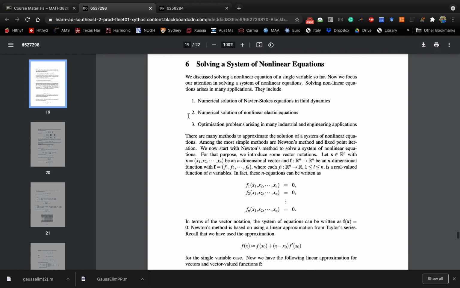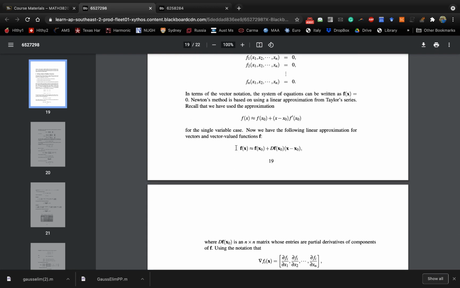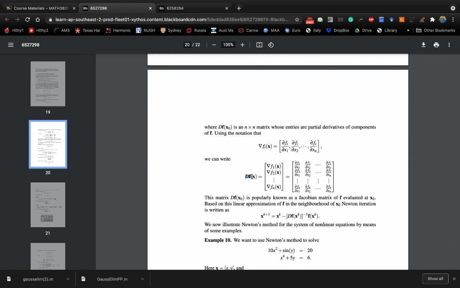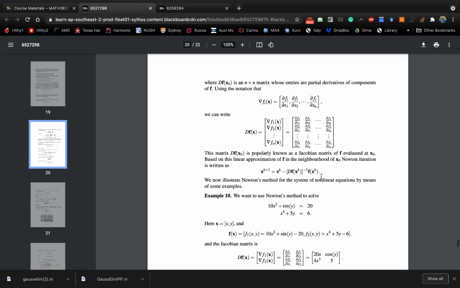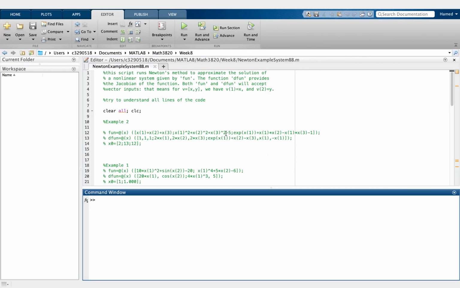And we see here that again f of x is almost equal to f of x0 plus the multidimensional derivative of f at x0 times x minus x0. The multidimensional derivative of f of x is this one, a matrix of the derivatives. And finally, the aim is to calculate this equation and update xk plus 1. So let's have a look at the MATLAB code here.